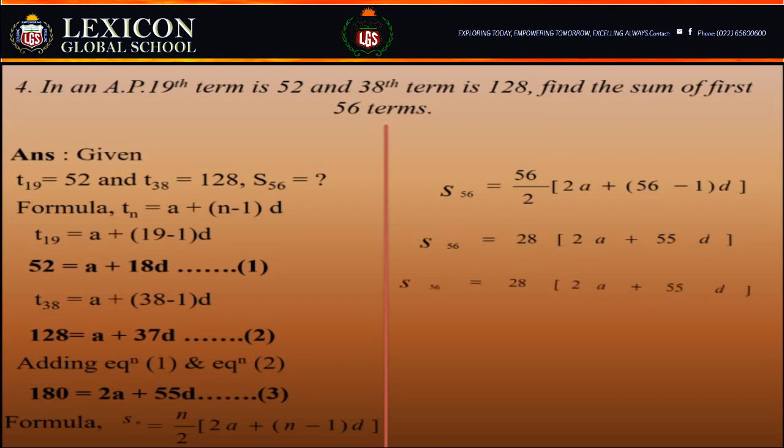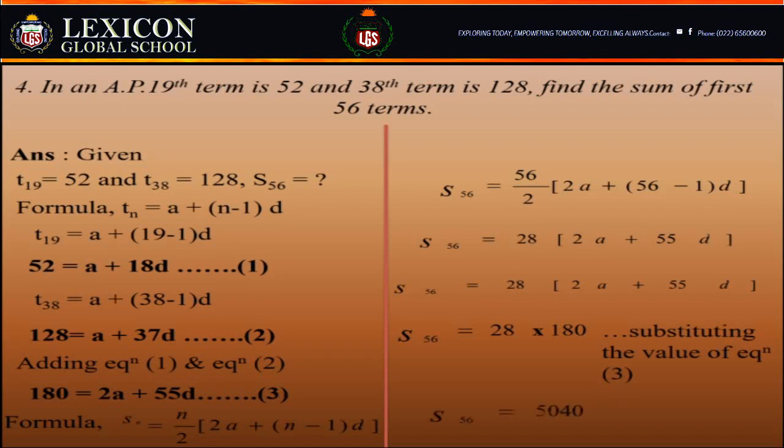As we all know, in equation 3, the value of 2a plus 55d is 180. So we are going to substitute the value of 2a plus 55d as 180. When you multiply 28 by 180, you get your answer as 5040. So this is your final answer.